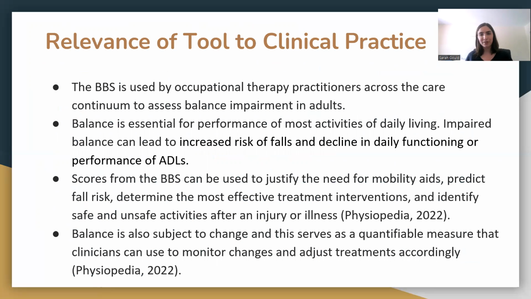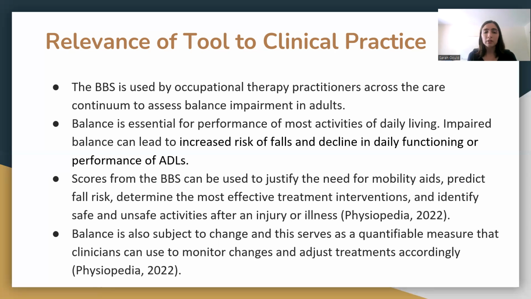So, in terms of relevance to clinical practice, this scale is used by occupational therapy practitioners across the care continuum. Balance is essential for performance of most activities of daily living. An impaired balance can lead to increased risk of falls and decline in daily functioning or performance of ADLs. Scores from the BBS can be used to justify the need for mobility aids, to predict fall risk, to determine the most effective treatment interventions, and also to identify safe and unsafe activities for people following an injury or illness.